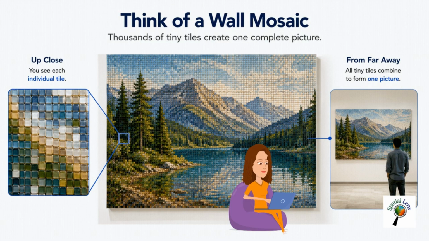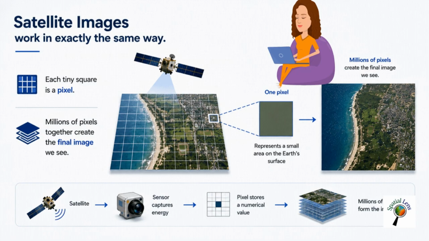Think of a large wall mosaic made from thousands of tiny colored tiles. When you stand close, you notice each individual tile, but when you move farther away, all those tiny tiles combine to form one complete picture. Satellite images work in exactly the same way. Each tiny square is a pixel, and millions of pixels together create the final image we see.